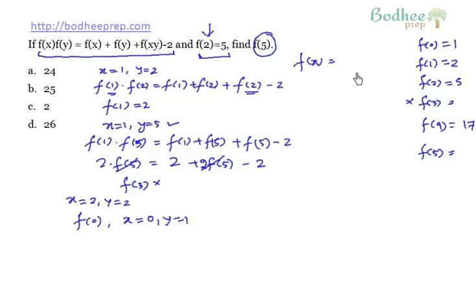By simple hit and trial, what you will find is that the function f of x is nothing but x square plus 1. You can cross check that when you put x equal to 0, f of 0 is 1. For x is equal to 1, it is 1 plus 1, that is 2. For 2 it is 5, and for 4 it is 17. So clearly for f of 3, if you put x is equal to 3, the value will be 10, and for f of 5, the value will be 25 plus 1, that is 26, which is option D.